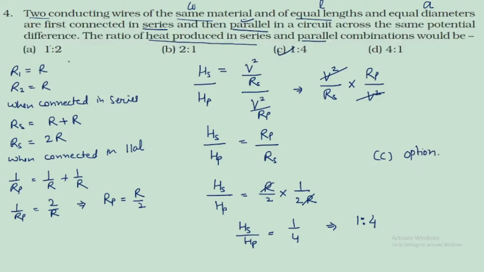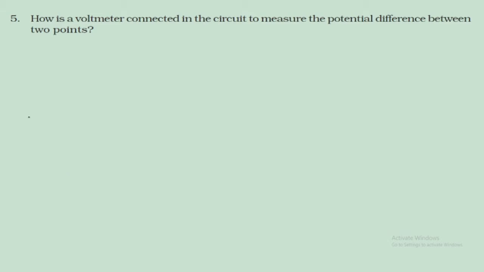So this is the question number 4. Now move to next question, question number 5. Question number 5 is how the voltmeter is connected. Answer is in parallel. So answer is voltmeter is always connected in parallel.